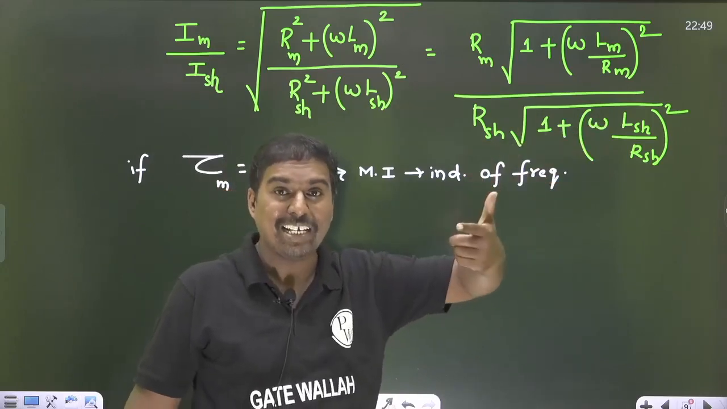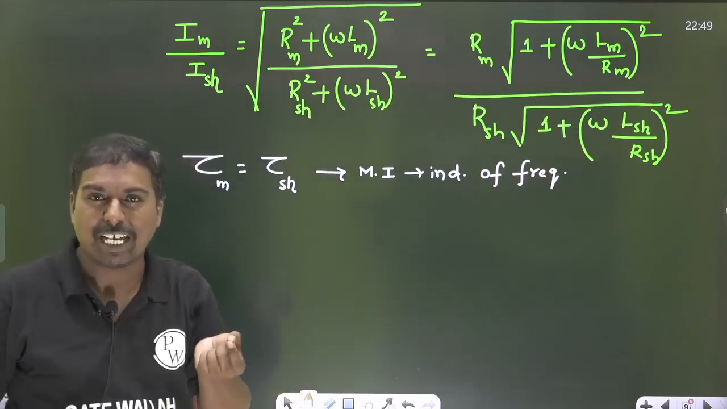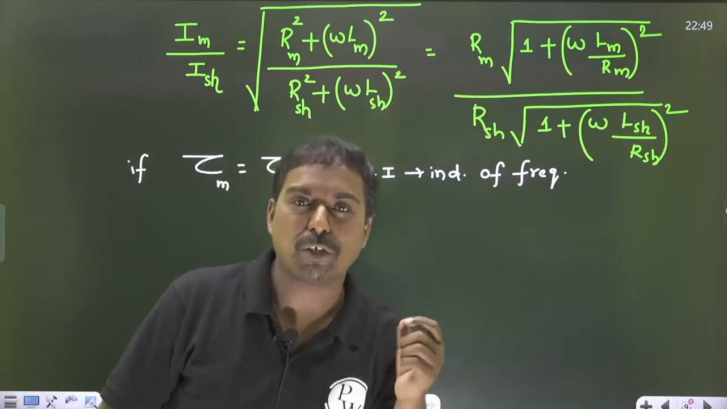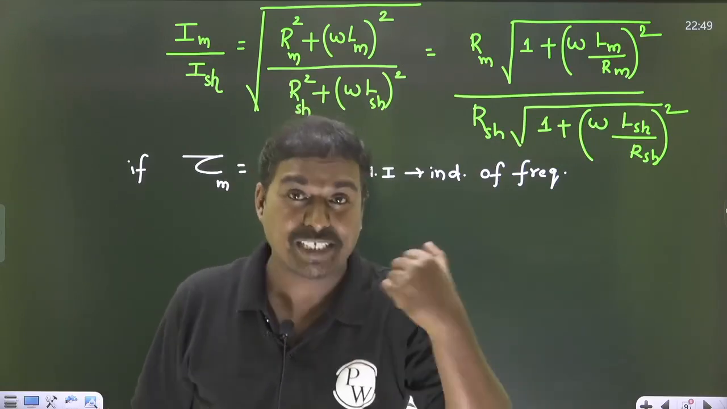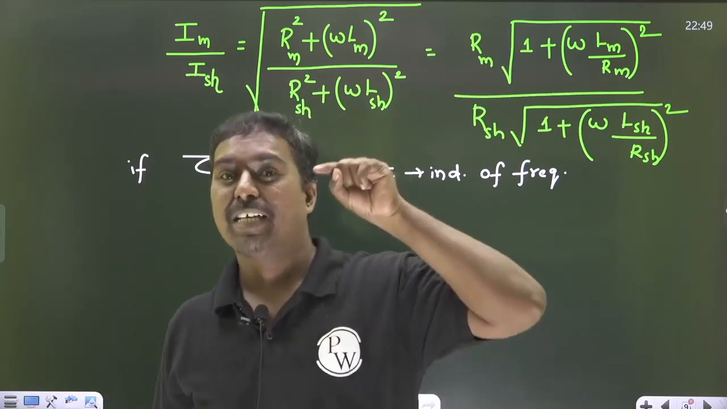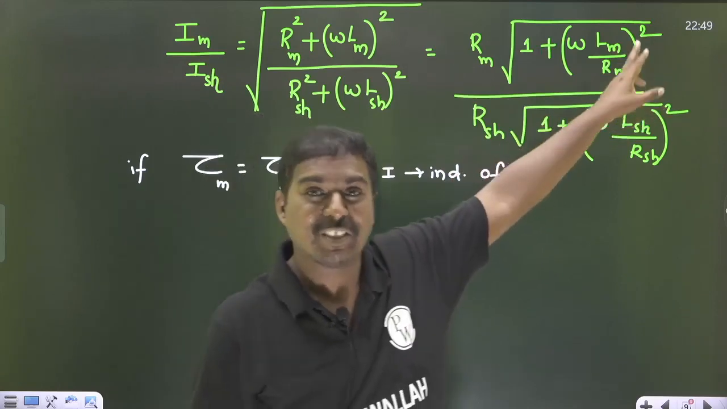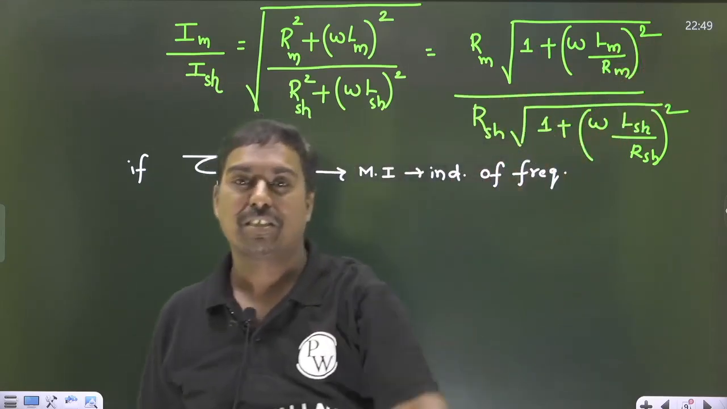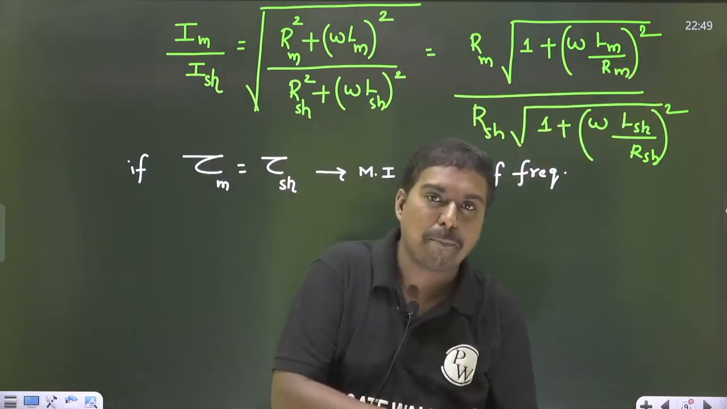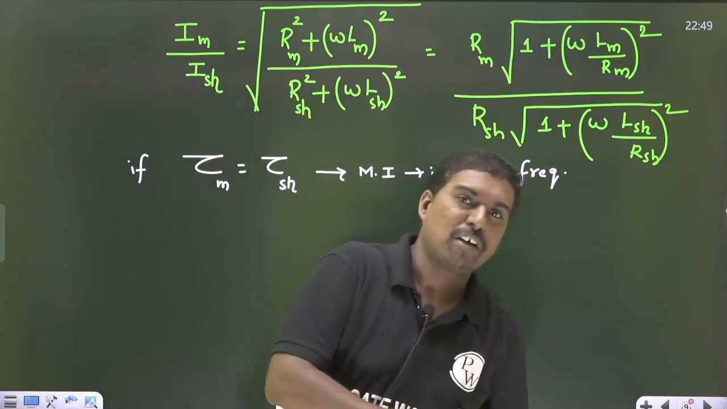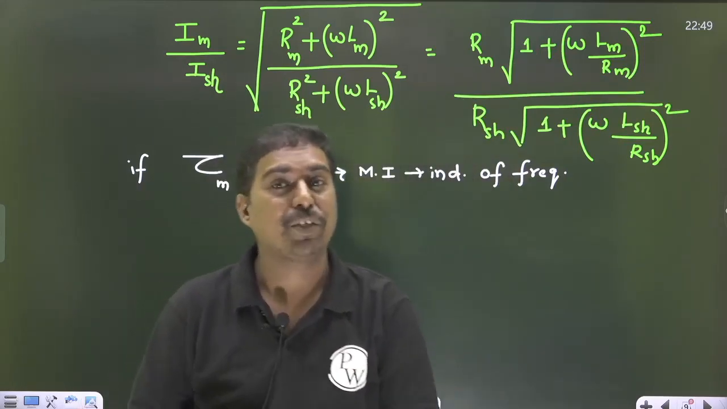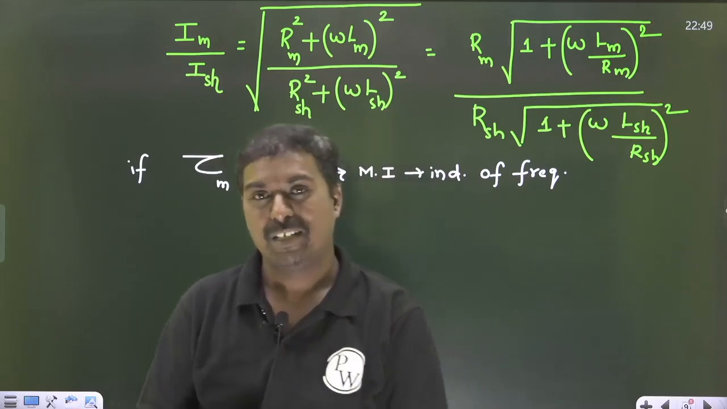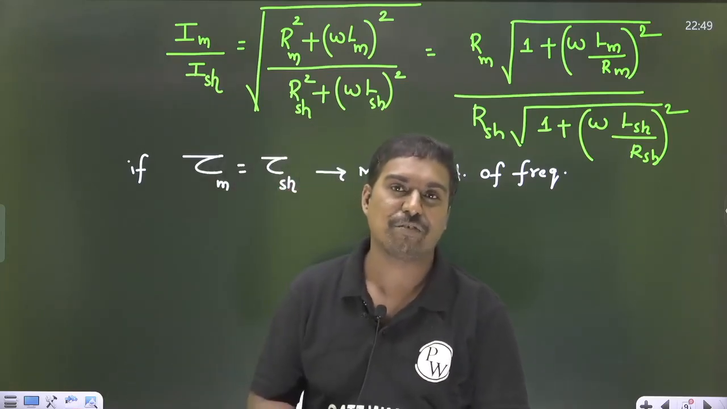But practically, can you get a shunt coil which has exactly the same time constant as the meter coil? No. That's why in moving iron instruments there is an error. For different frequencies, you are going to get different readings. The same current of 5 amperes at 10 Hz and at 50 Hz can give you a different indication. That is what we call the frequency shift error.